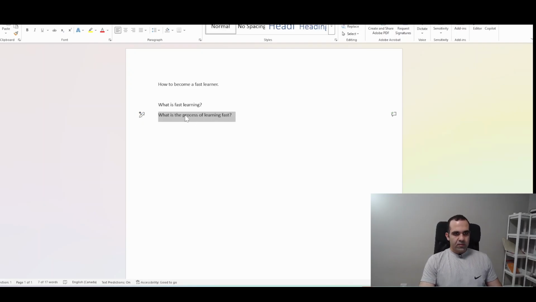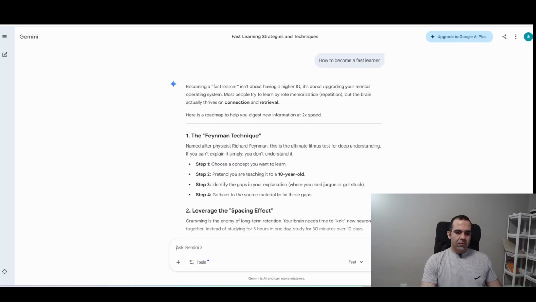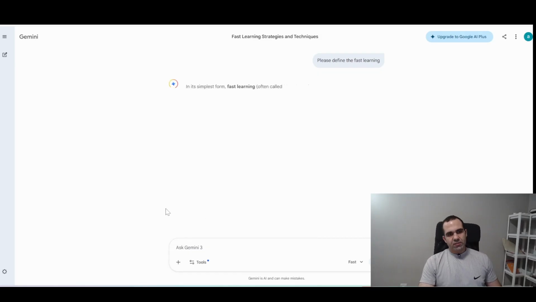Okay. So in environment-based design, at first we define the topic, and when we are talking about the definition of the topic, we are talking about the process of the topic. So at first we make some definition, we provide some definition. Please define fast learning.